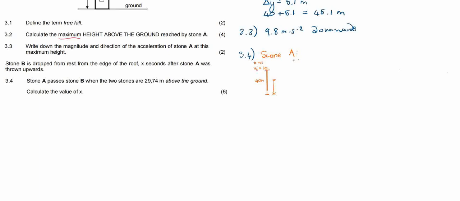And then at 29.74 meters above the ground, this is the point where stone A meets stone B. And this is at time t equals t. Calling it t equals t because it's a variable which we have to calculate.